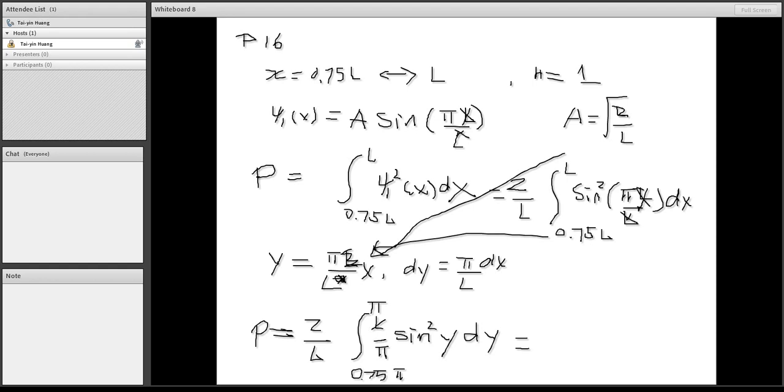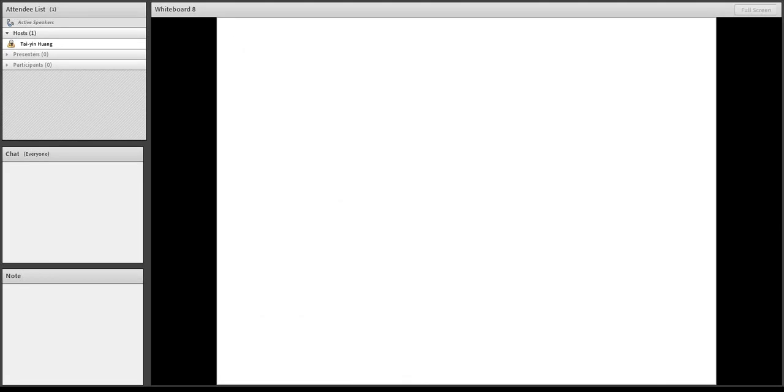Okay, so now let's rearrange this. You have L that canceled, so now you have 2 over pi, and then your sine squared y dy, and your y is ranging from 0.75 pi to pi. And so you are ready to evaluate. Like I said, the integral of sine squared y dy is already given, so you don't have to do the half angle. You just directly use the solution.